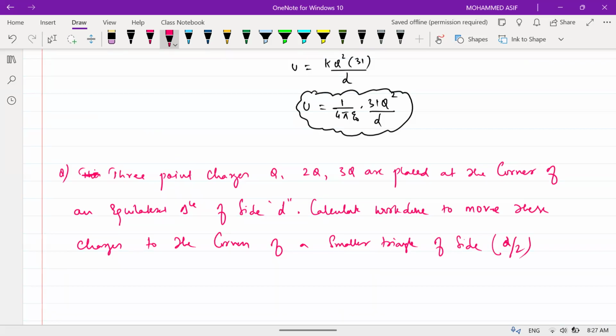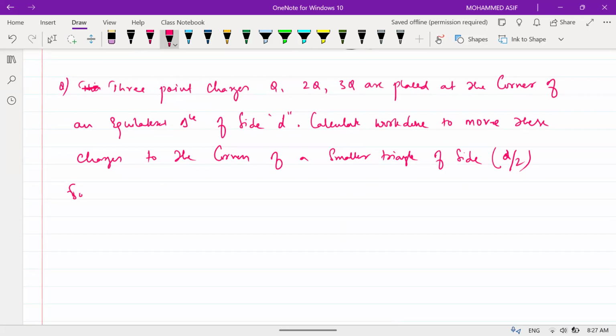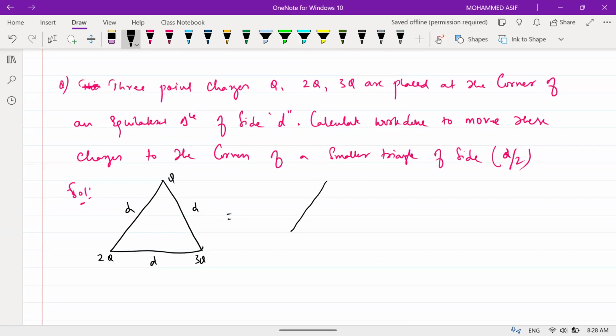Now read the question carefully first. We got 3 point charges which are at the 3 corners of an equilateral triangle, something like this. Q, next one is 2Q, next one is 3Q. Each side is how much? D. Now calculate the work done to move these charges to the corners of a smaller triangle of side D by 2. Charges will be the same: 2Q here, 3Q here, and Q here. So how much work is done?